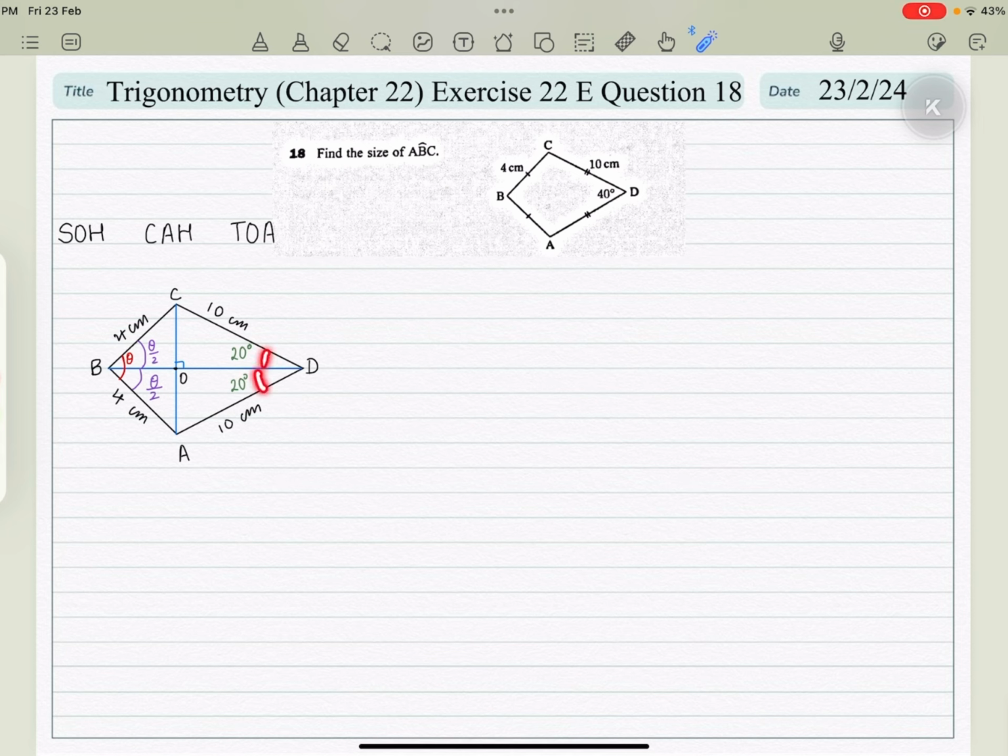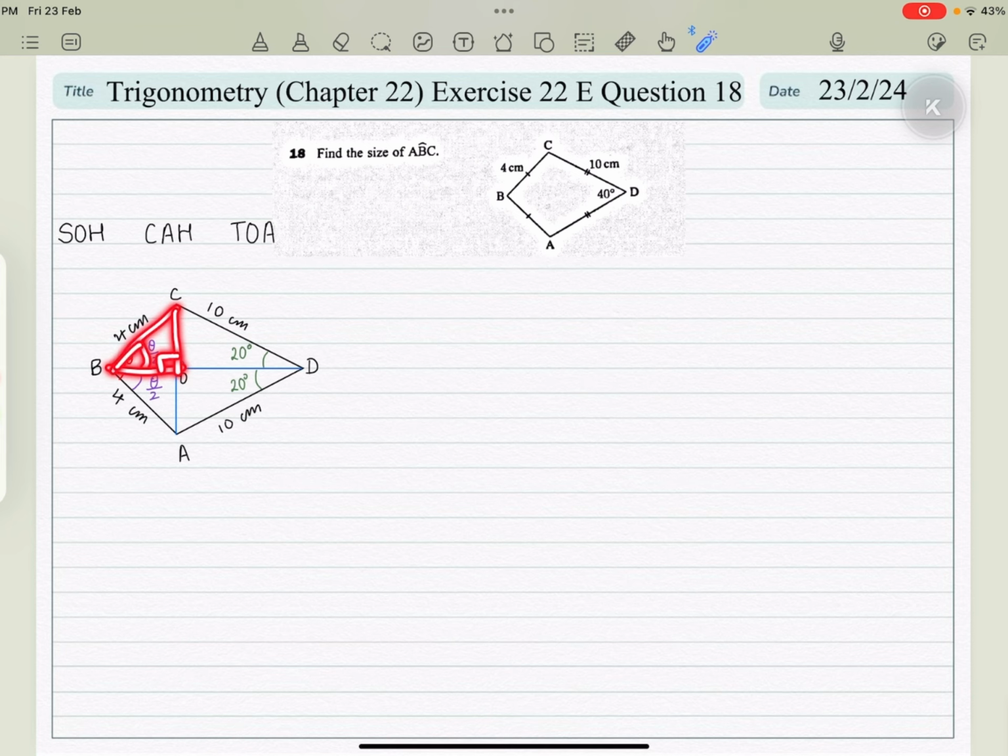So this is 20 because 40 is going to be divided into two equal parts, 20 and 20. And this angle that we have to find, ABC, we said is theta, and it would be divided into theta by 2 and theta by 2 by the altitude BO. And then we can see that if we have to find theta, we can find theta by 2 by looking at the triangle BCO because it's a right angle triangle.